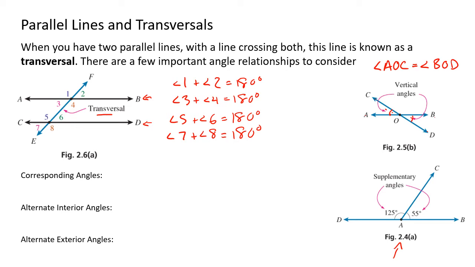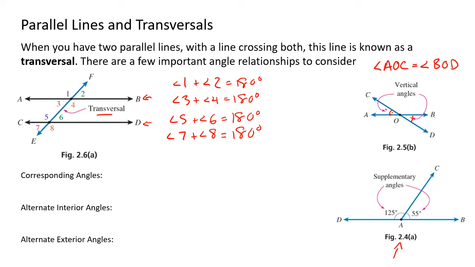Corresponding angles are angles that are in the exact same location. In other words, this angle here and this angle here are in the same location, right? They correspond to each other. If you went further and had a third line, we'll call it 9, that would also correspond, because these are all straight lines. Remember, that's the important thing to keep in mind.